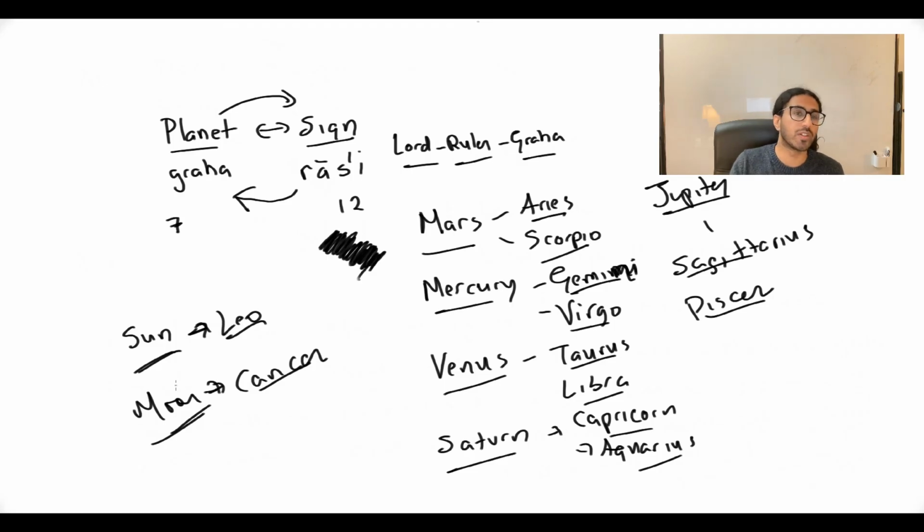So in this video, we learned the relationship between planets and signs, how planets rule signs, and how signs are ruled by planets. And in the next video, we will go on to the next step to help us understand how to interpret the chart more efficiently.